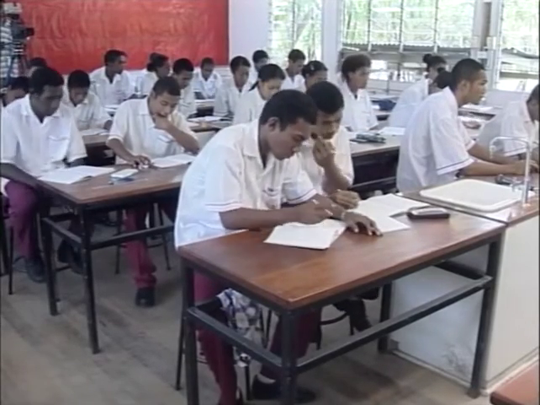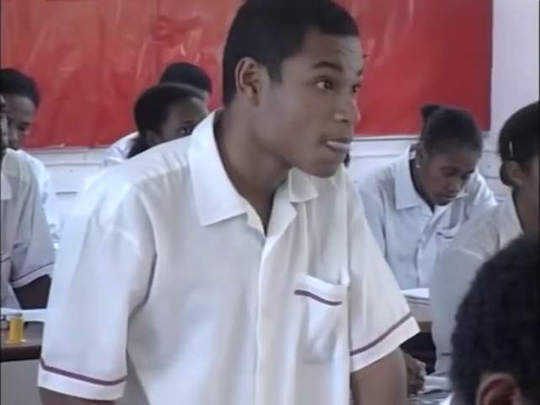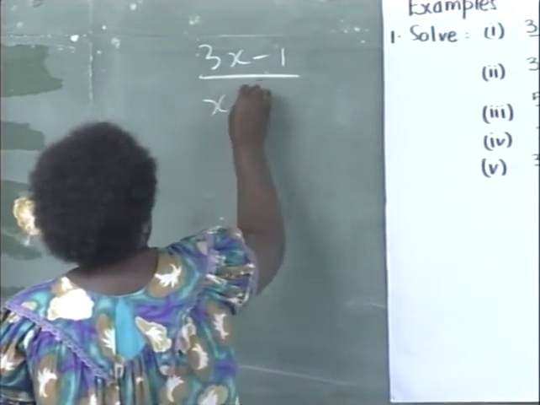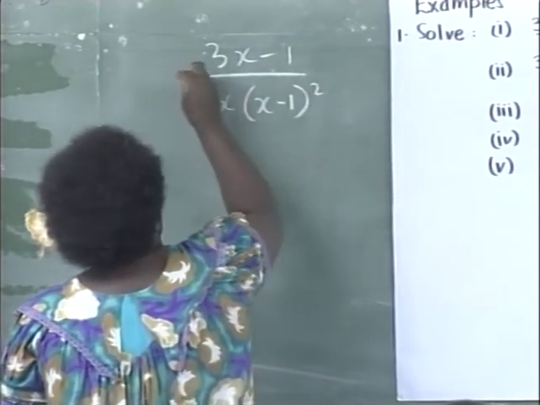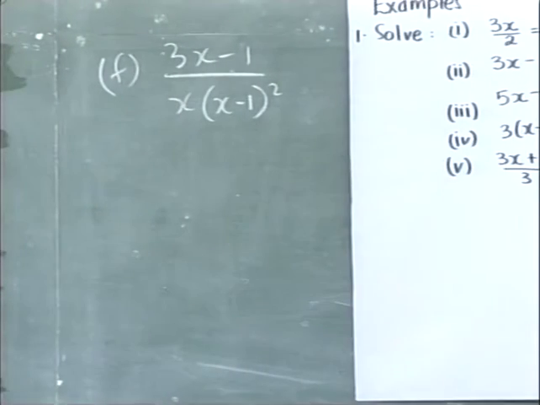I'd like someone to give us the answer to letter E. We did E, and what about F? Okay, letter F then. Any volunteers? X minus 1 over x times x minus 1 squared. All right, 3x minus 1 over x times x minus 1 squared. That was letter F. You all agree? All right then. Number 1 on the previous exercise.